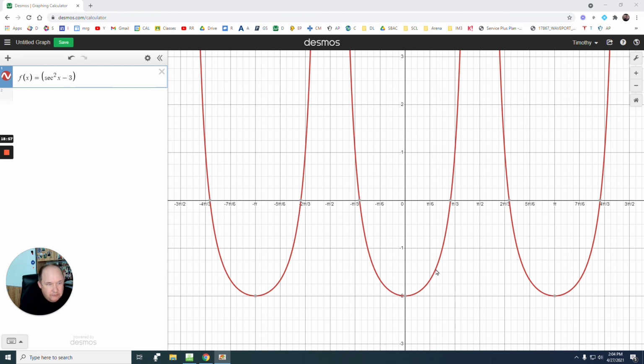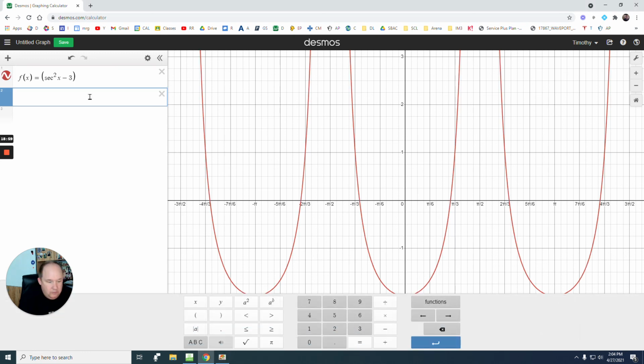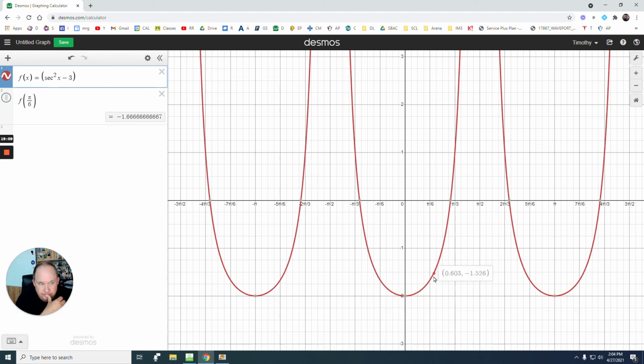At pi over 6 here, what would it say? So f of pi over 6. I wonder if it'll just give you an answer. So it's negative 1.667. Right there somewhere, right? So that's negative 1 2/3. That was a tricky one.